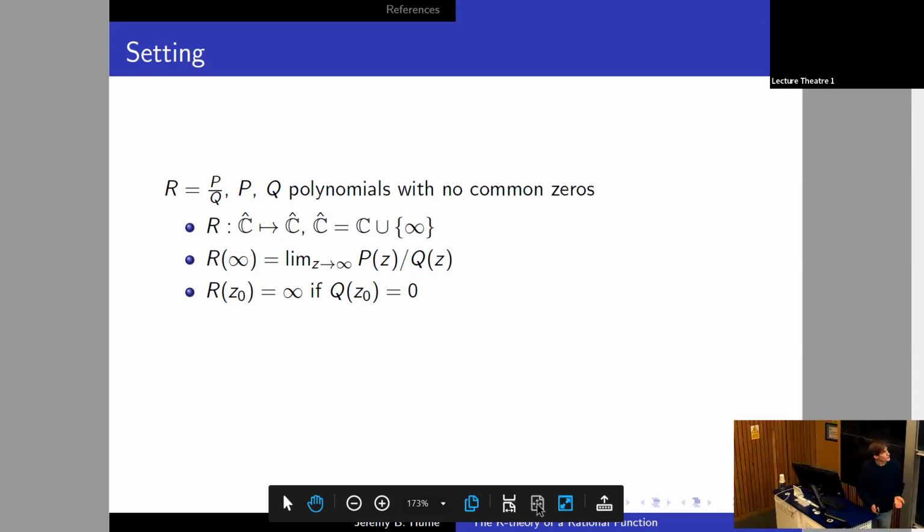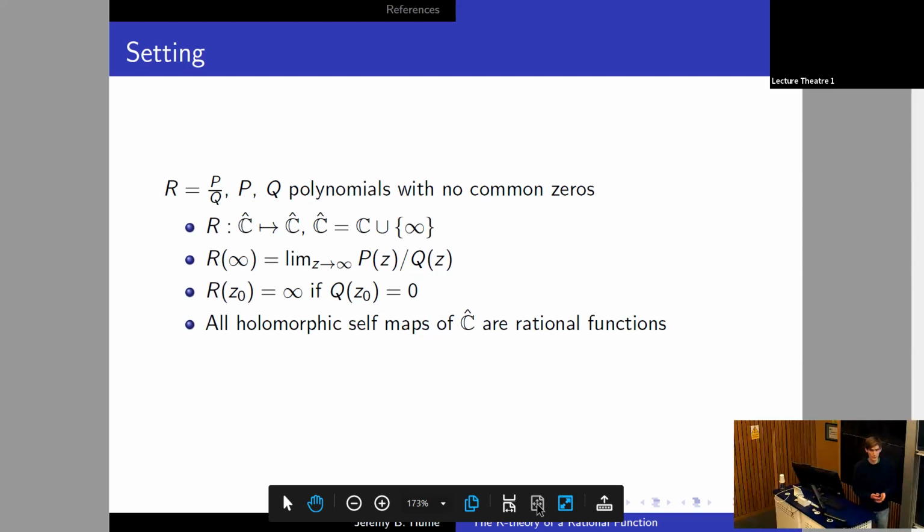And actually, this is going to be a continuous map on the Riemann sphere. And moreover, if you endow the Riemann sphere with its standard structure as a Riemann surface, it'll be a holomorphic function. And you can show that all holomorphic self-maps of the Riemann sphere are rational functions. So it's a self-map, so we can consider its iterations and think of R as defining a dynamical system. And we like to study it in that way.